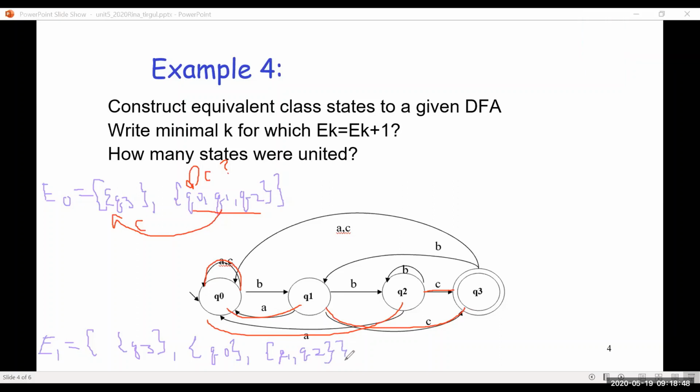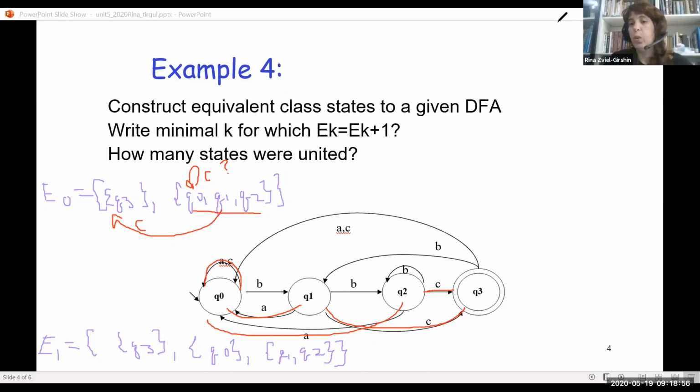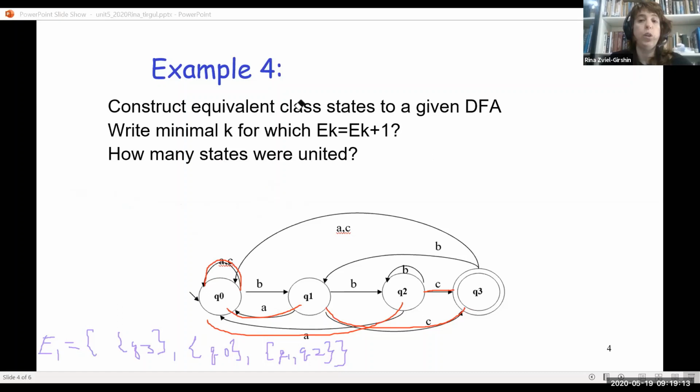Okay. In every iteration, we can look only at the groups, right? If you have separated Q0 and Q3, we can just ignore them, right? Yes. If you have a class with only one state, that's it. You don't continue with it anymore. Great, thanks. Okay, now I will give you a few moments, and the question is, please compute E2.